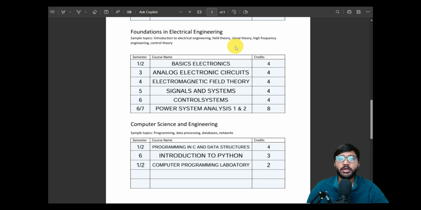Then for high frequency engineering, we have done power system analysis, which is in 6th and 7th semester. 1 and 2, we had 2 subjects, so that counts up to 8 credits. This is how we have done the foundation of electrical engineering courses.